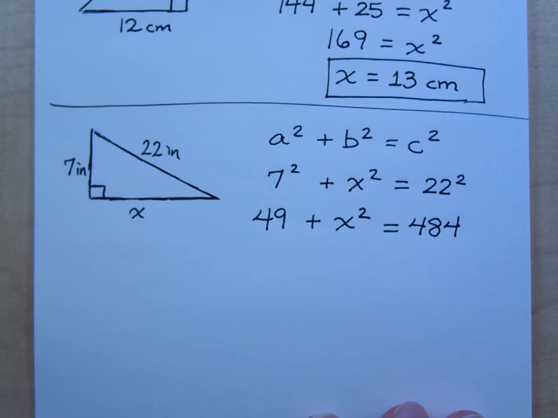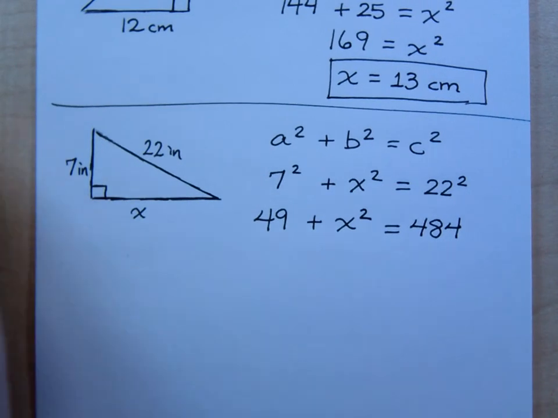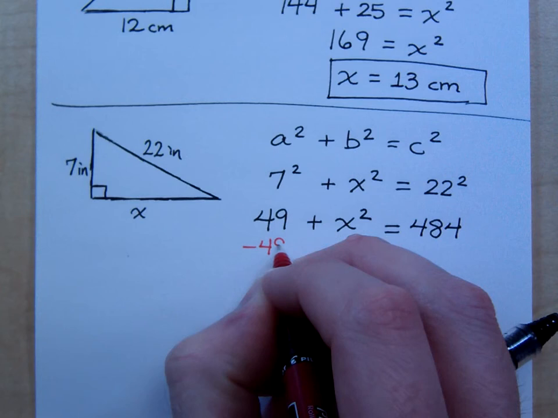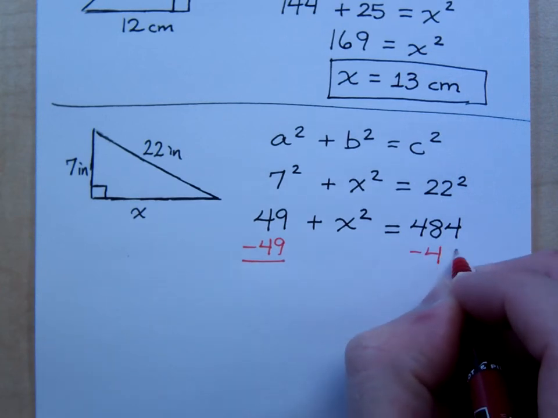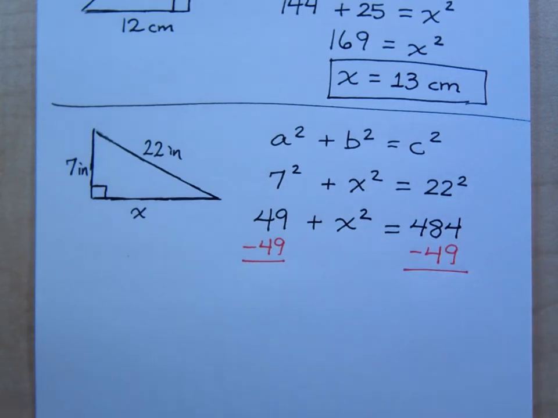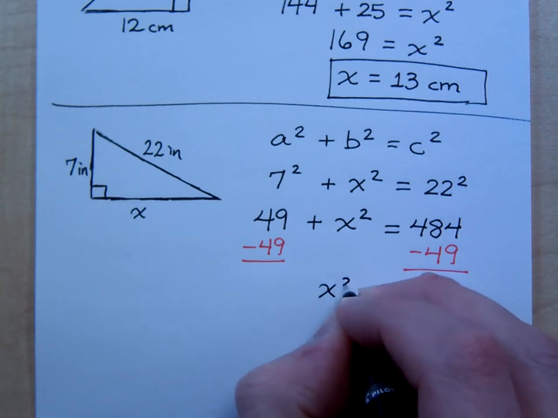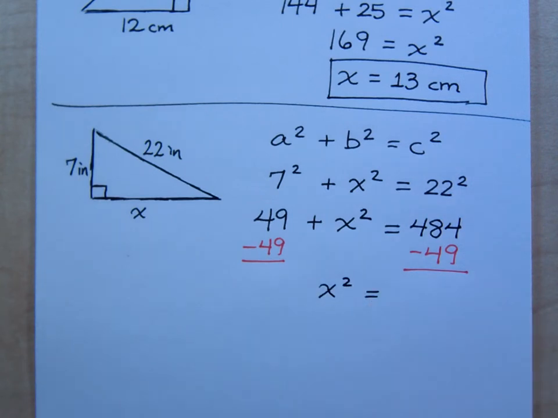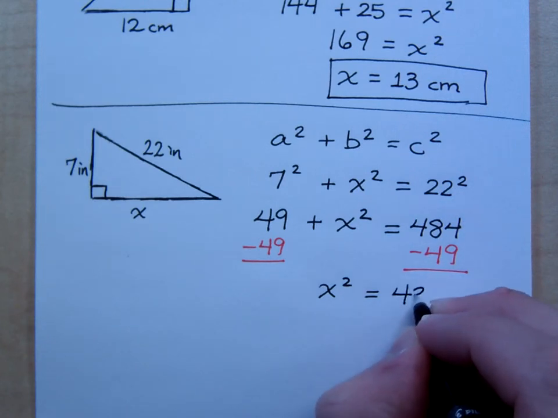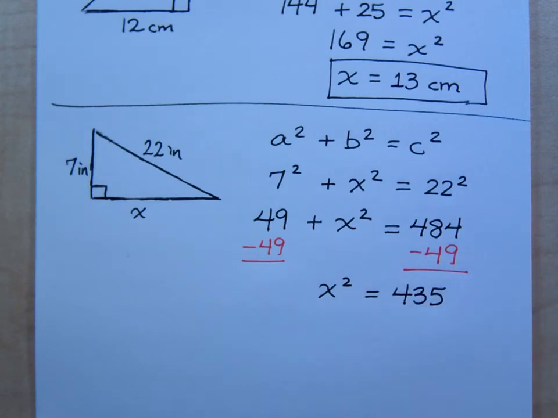All right, now I've got to get x by itself, so let's get rid of the 49. So that gives me x squared is equal to what? 435? I got a feeling that's not a perfect square. So how do I do this? Find the square root of that.